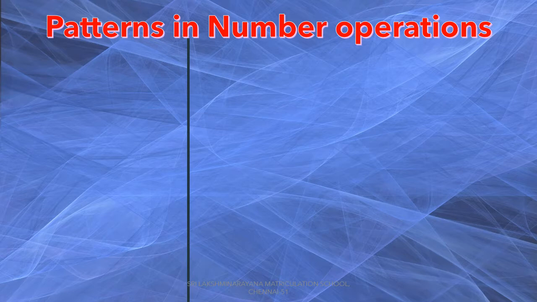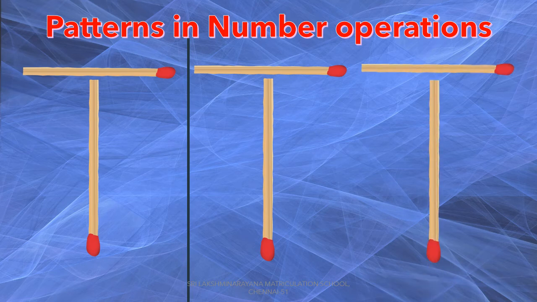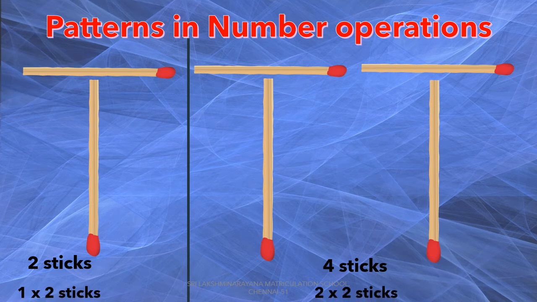Children, let us create some more patterns using matchsticks. I have taken two matchsticks to form a capital letter T. So, for one T, we need two matchsticks. For two T's, we need how many matchsticks? Yes, we need four matchsticks. So, 1 into 2 is 2, 2 into 2 is 4. Continue this pattern.